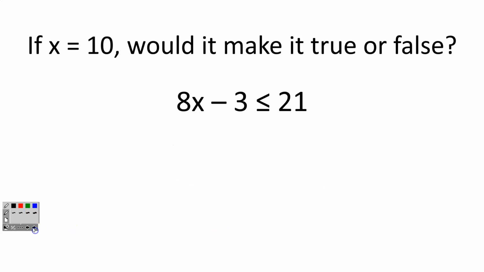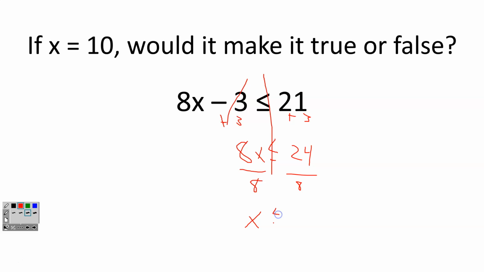So we're going to practice that on the next couple of problems. So if x is equal to 10, would it make it true or false? Well, if I go ahead and solve it, I'm going to add 3 to both sides. I'm going to get 8x is less than or equal to 24. I'm going to divide both sides by 8. And I get x is less than or equal to 3.